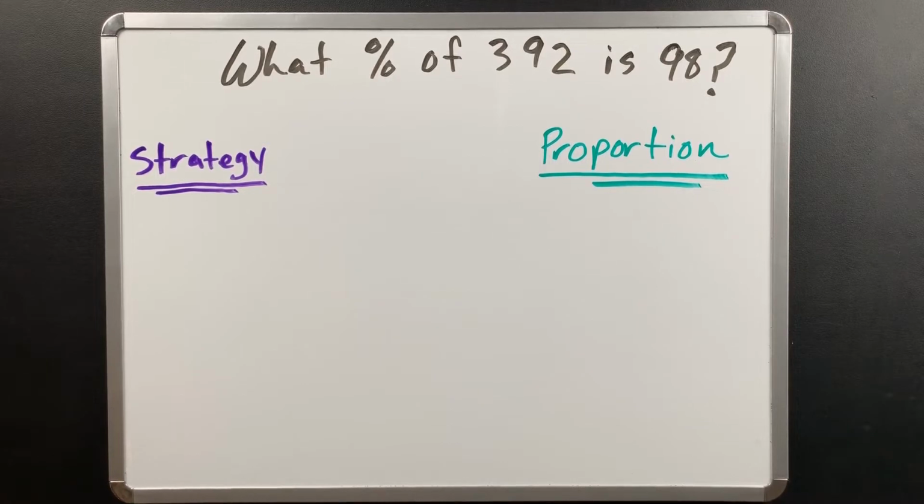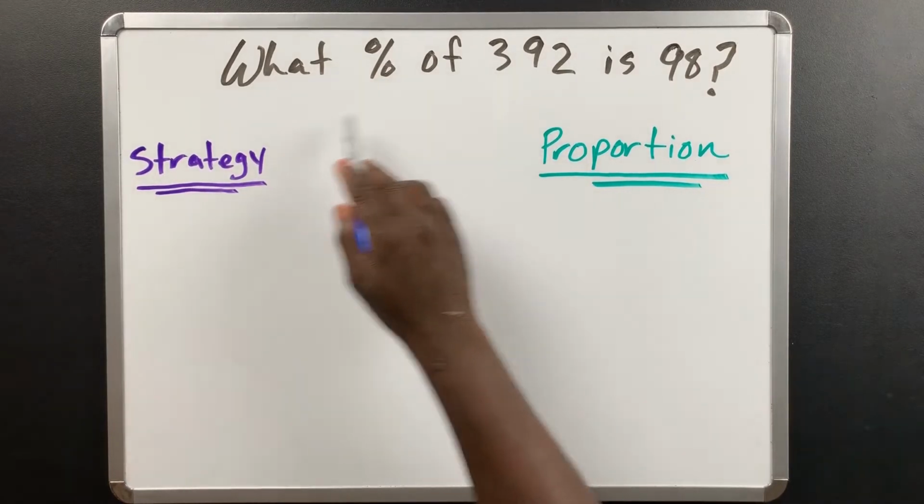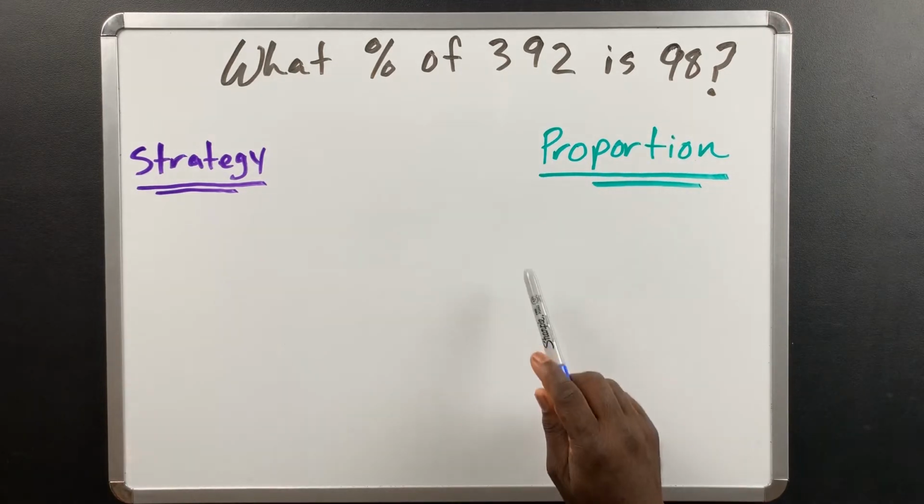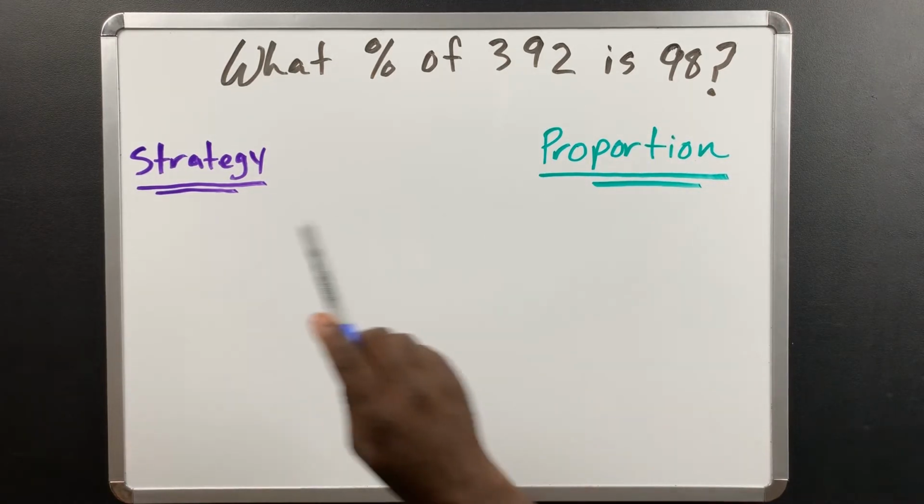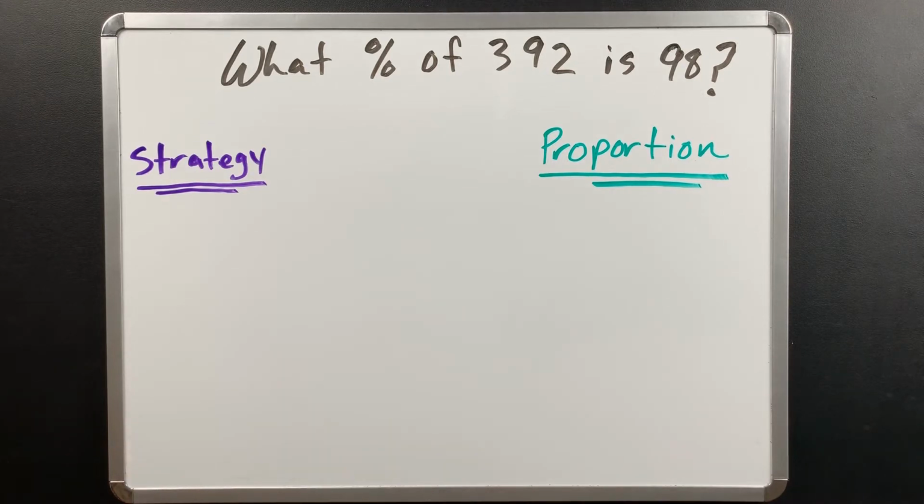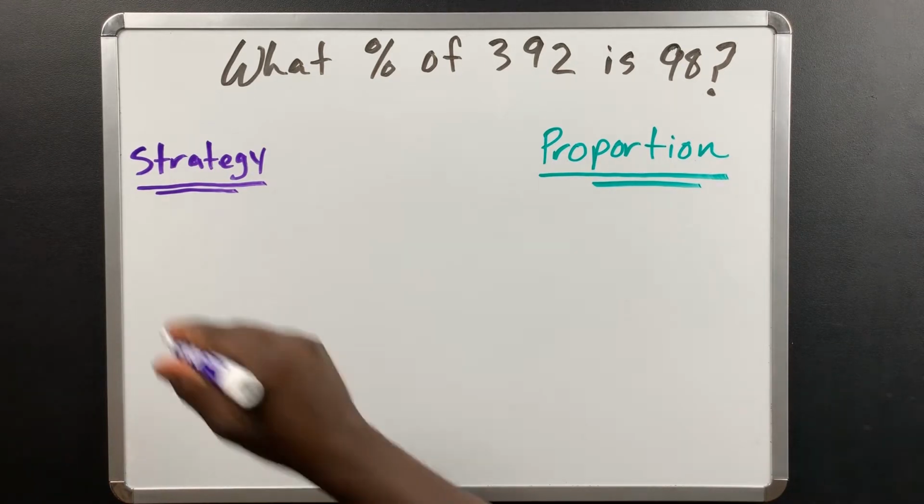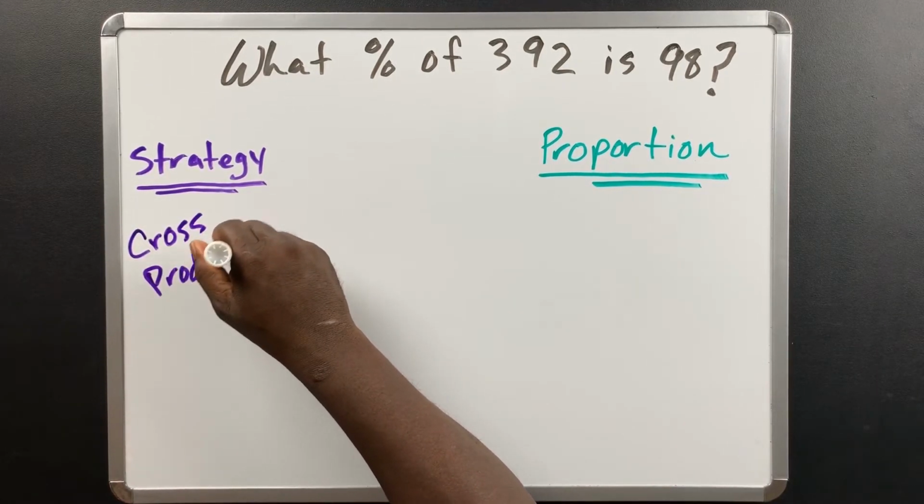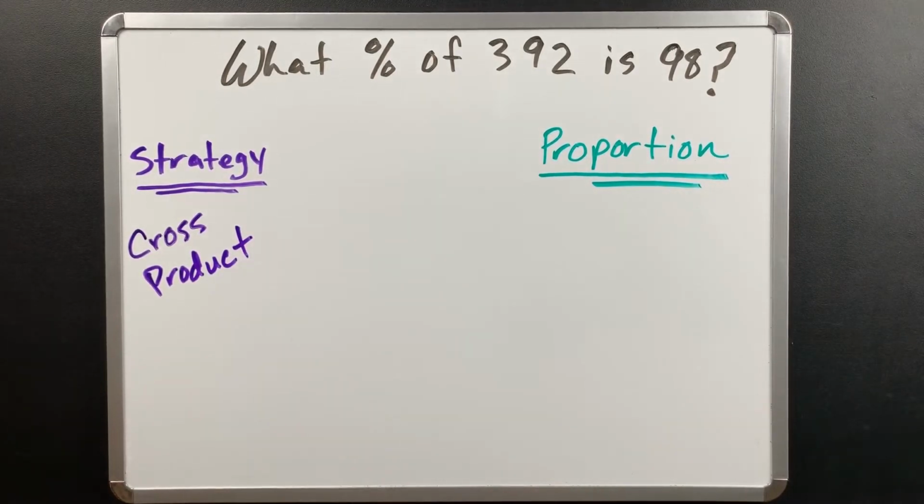Harrison. Today we will talk about how to solve this percent problem that I have right here on the board. It says, what percent of 392 is 98? All right, now what we're going to do is take this question and translate it into a proportion, and we're going to use a strategy referred to as the cross product. Do not confuse this with cross cancel. Cross cancel has nothing to do with what we're going to do today. Okay? So we're going to go ahead and get started.